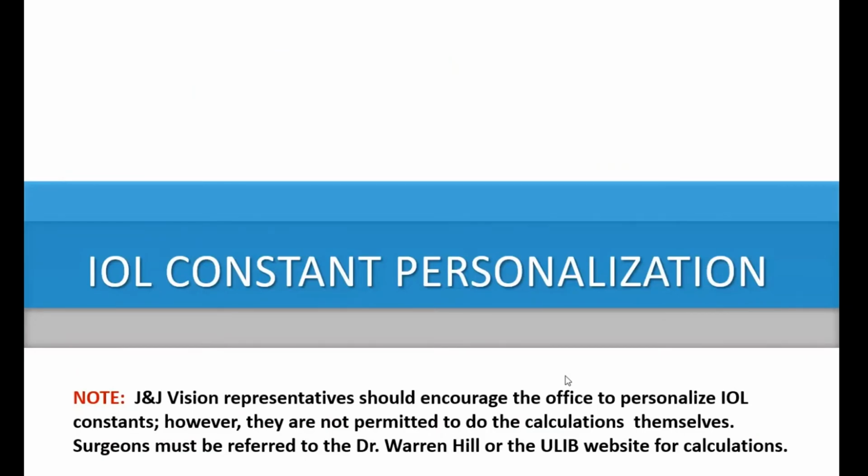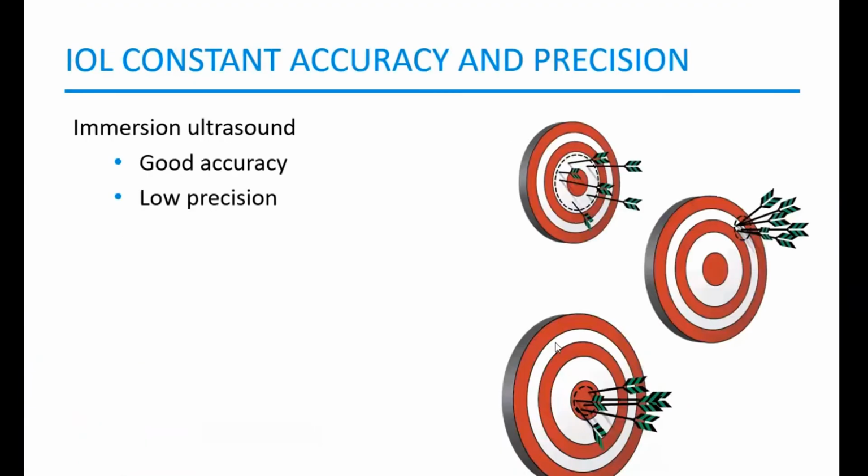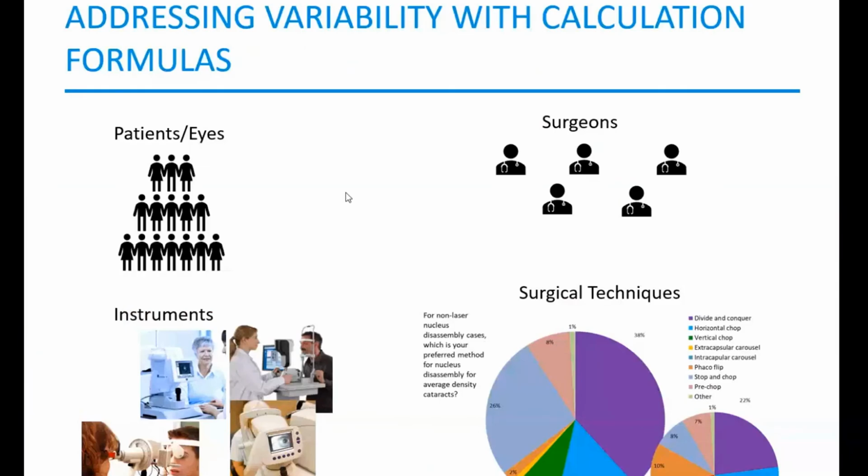Alright, so the other thing I want to touch on is IOL constant personalization. IOL constant personalization comes about because if you think about formulas, right? When we are performing calculation, there are many different patients with different eyes, different eyeball lengths, different sizes of the axial length, anterior chamber depth, lens thickness, cornea diameter. So every eye is going to be different, right?